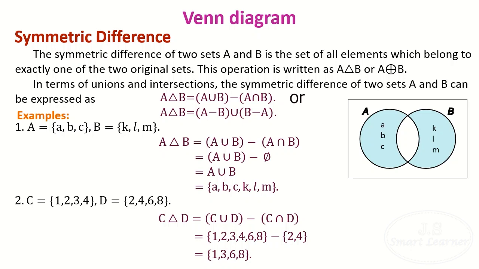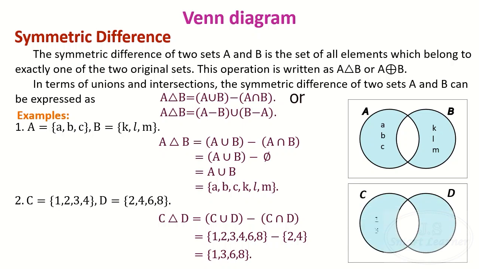Now let us see the Venn diagram and write the elements of sets C and D. From the Venn diagram, the shaded region is called the symmetric difference of sets C and D.